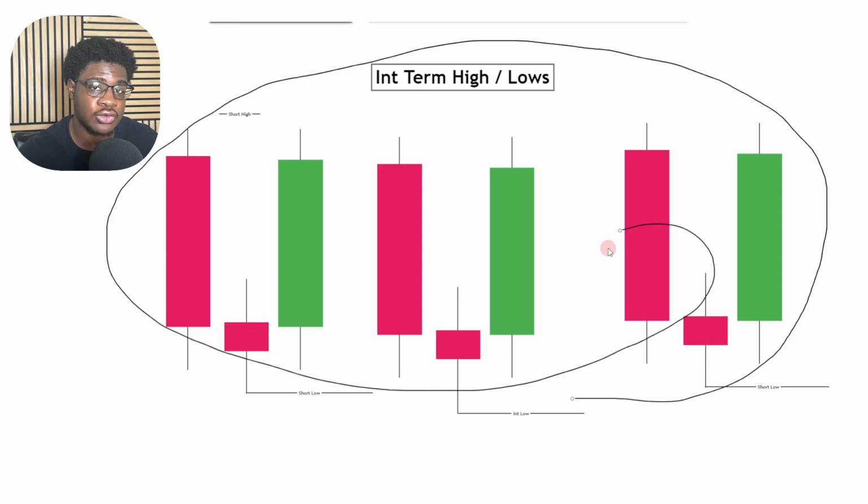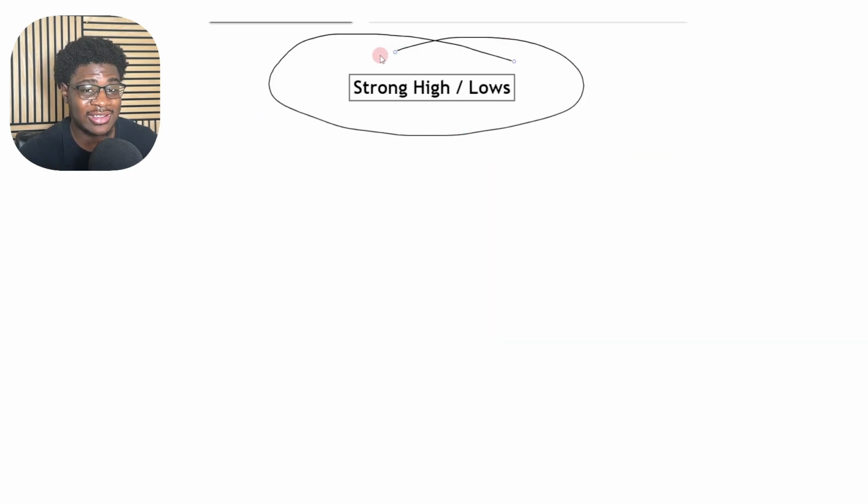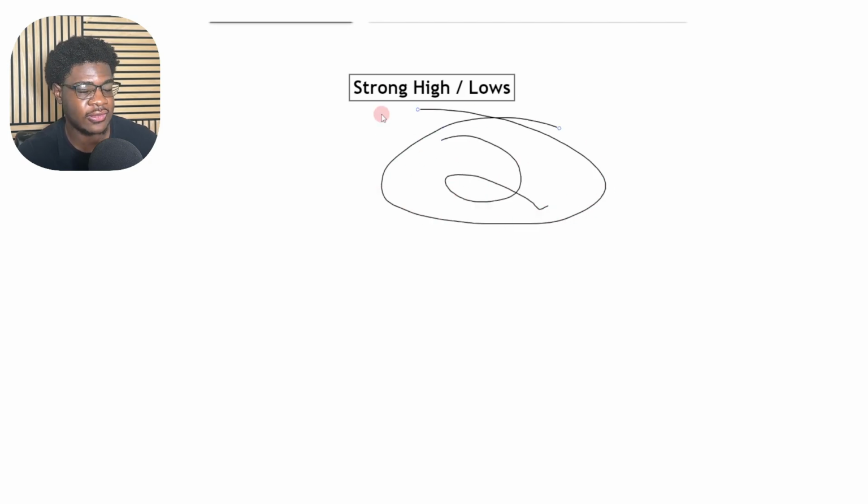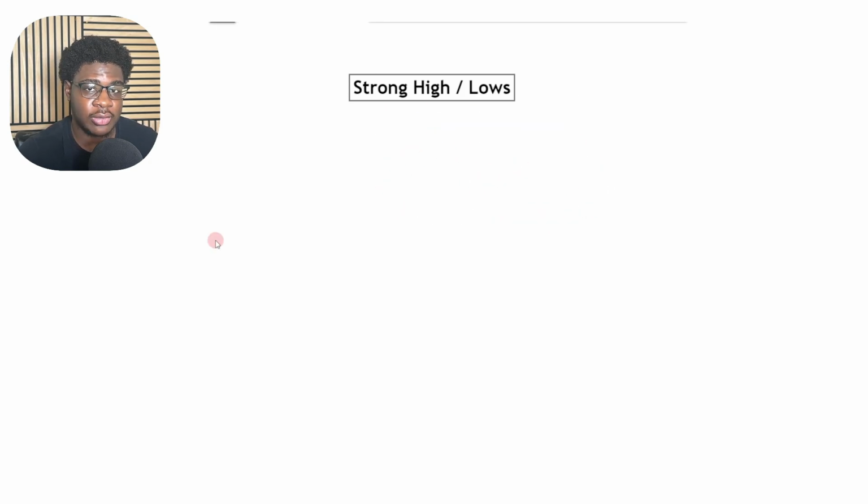Intermediate-term highs and lows, short-term highs and lows, all of this will pair up as we get into our next lesson, which is strong highs and strong lows. And there's 2 ways that you can trade this. First way that you can spot a strong high or strong low within markets is by utilizing a market structure shift during a reversal. And let me break that down very simply.